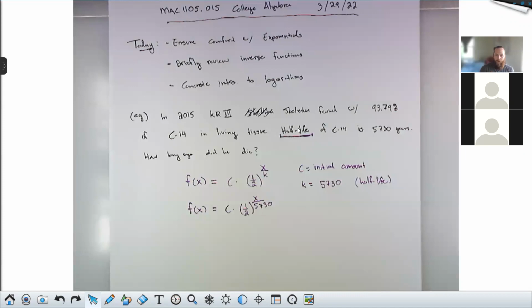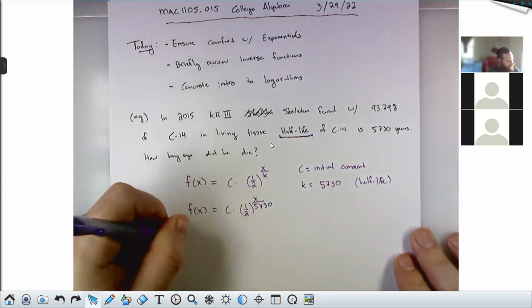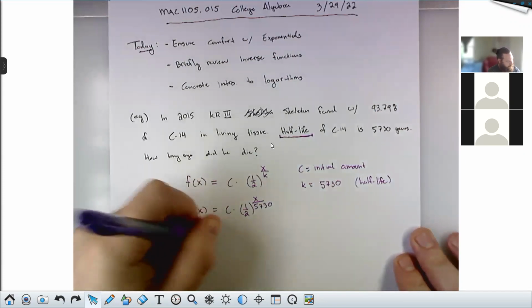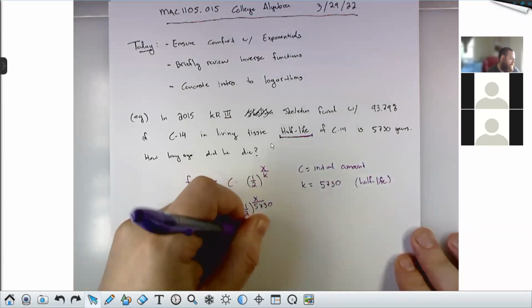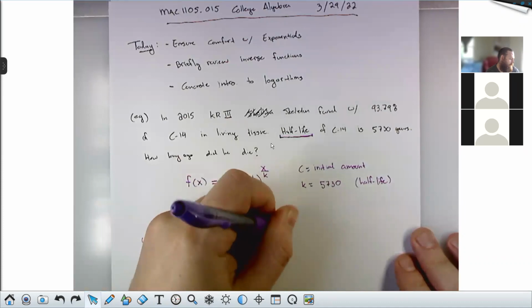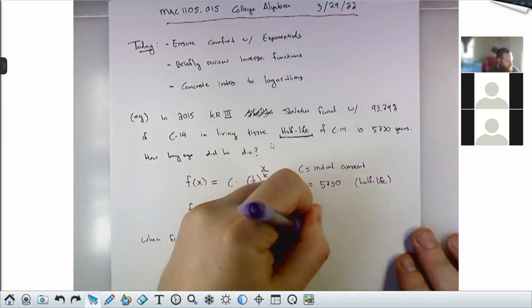I'm trying to find the x value which will make this function output 93.79% of the initial amount. So when found, the skeleton had 93.79% of the original carbon-14.